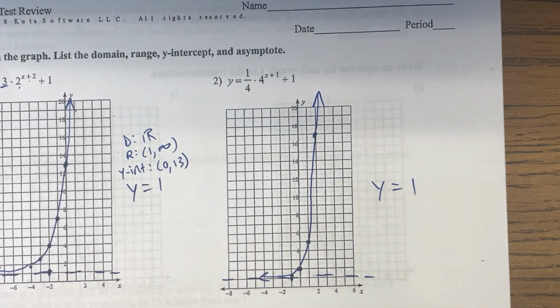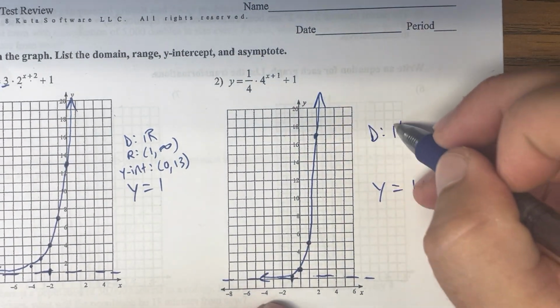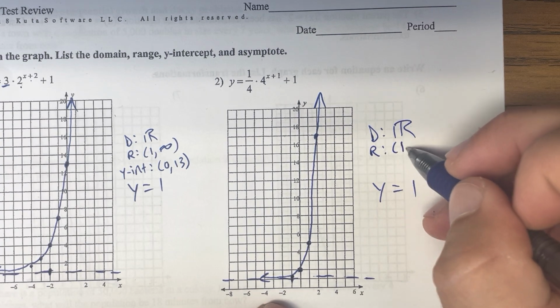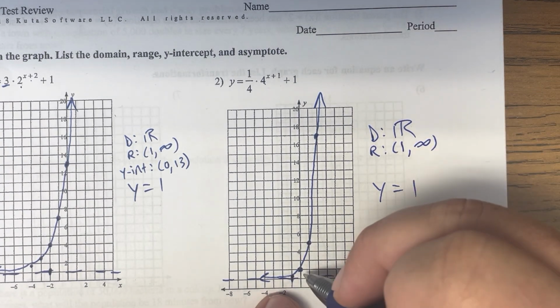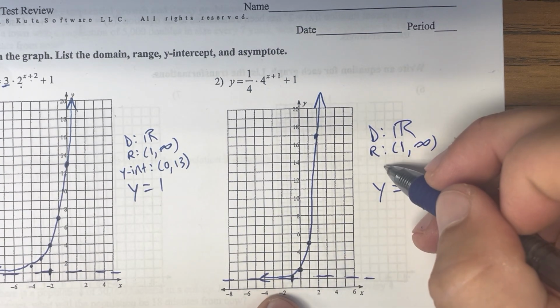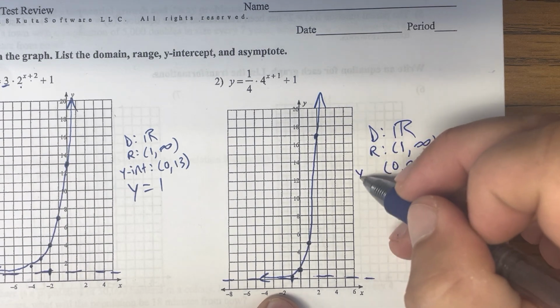All right. My domain again is always all real numbers. My range goes from 1 to infinity, and my y-intercept is at 2, and so 0, 2.